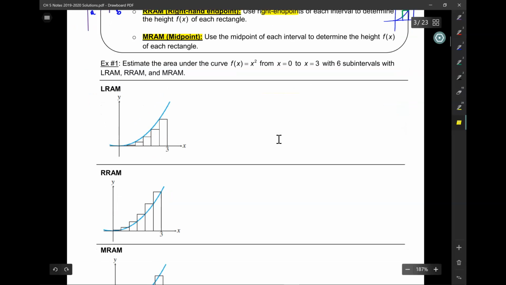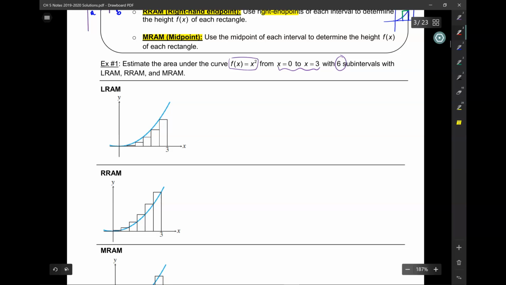I have actually drawn it here. So look at what we have. Estimate the area under the curve of f of x equals x squared from 0 to 3 with 6 subintervals. There are 3 pieces of information you need to know here. You need to know x squared, that it's from 0 to 3, and that there are 6 subintervals.